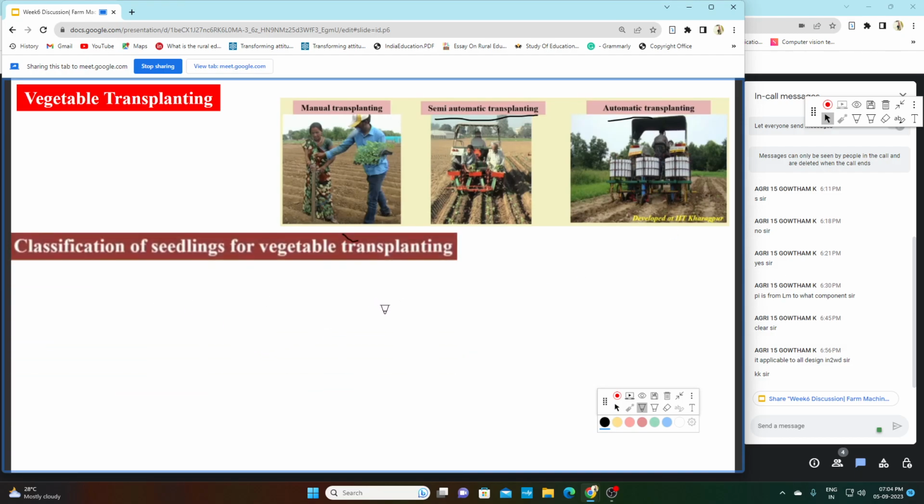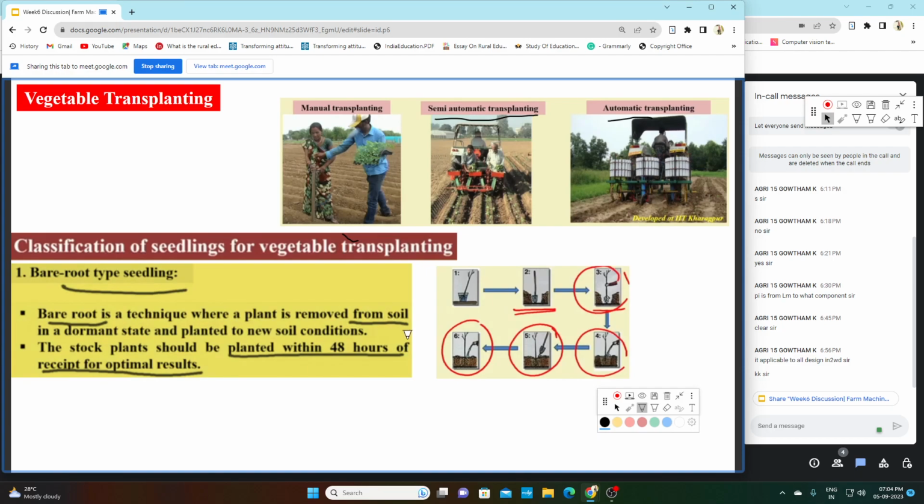Now there are different classifications of seedlings for vegetable transplanting. So we are doing the vegetable transplanting through different types of seedlings. First is the bare root type seedling. In the bare root type technique, the plant is removed from the soil in dormant state and planted in a new soil condition. When the plant is in dormant state, it means there is no growth in the plant.